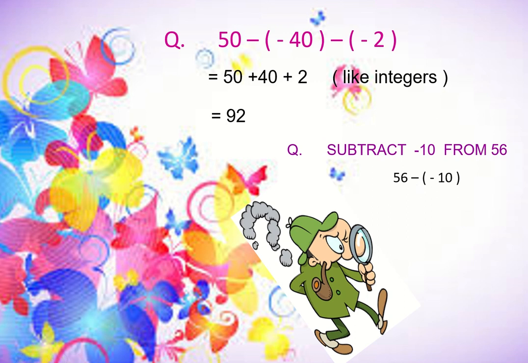Now you know the rule. Minus and minus would be plus. So it would be 56 plus 10. And both are like integers. So just add. So the answer would be 66.